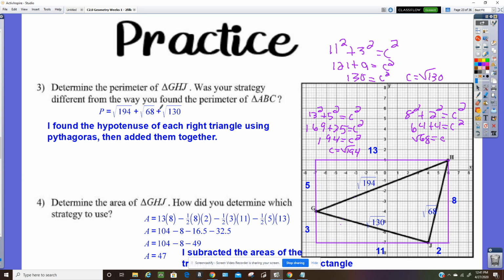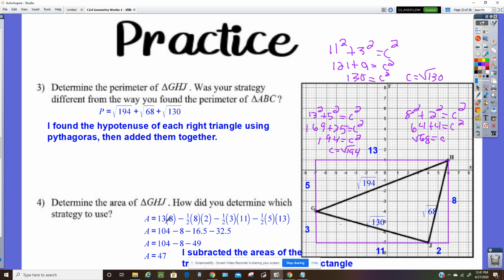So the perimeter, just add these up. And on the check for understanding, like I said before, you can use the Desmos calculator to get the approximation for this. This is the exact answer right here. So to find the perimeter, I found the hypotenuse of each of these purple triangles here, and then add them together. And then the area, I took this large rectangle, it's 13 by 8.